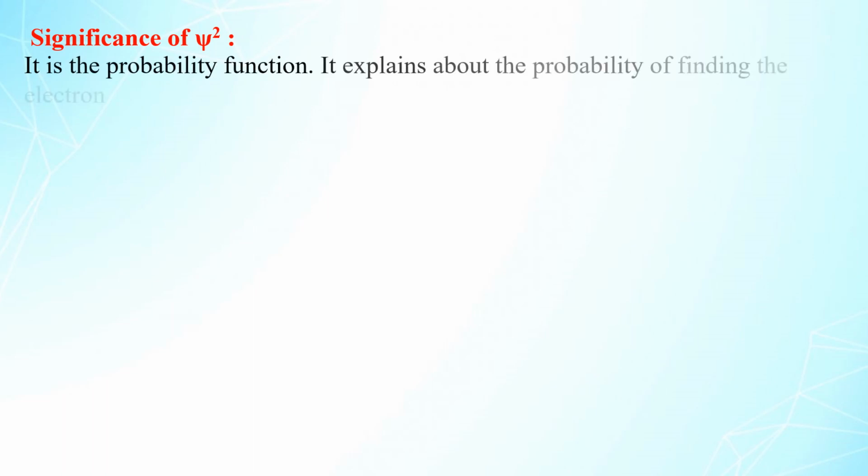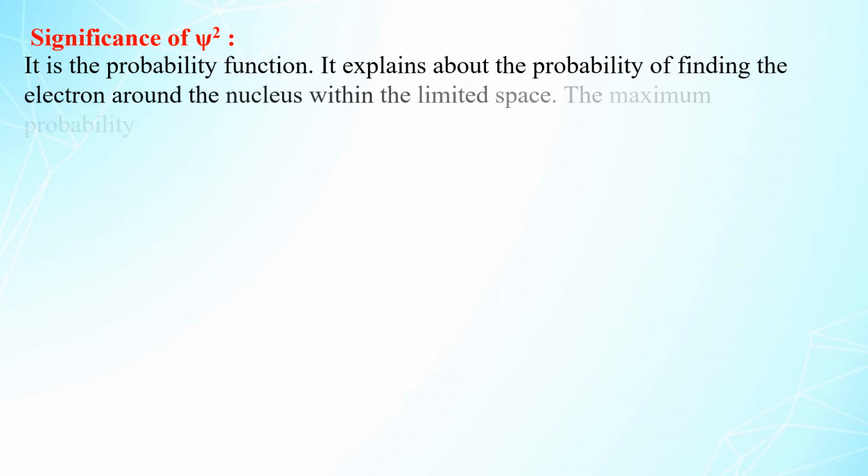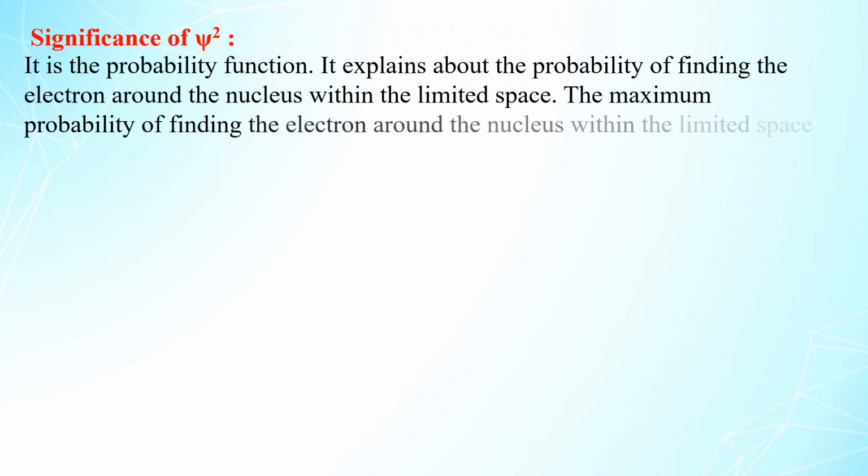Significance of psi square. It is the probability function. It explains about the probability of finding the electron around the nucleus within the limited space. The maximum probability of finding the electron around the nucleus within the limited space is called orbital.